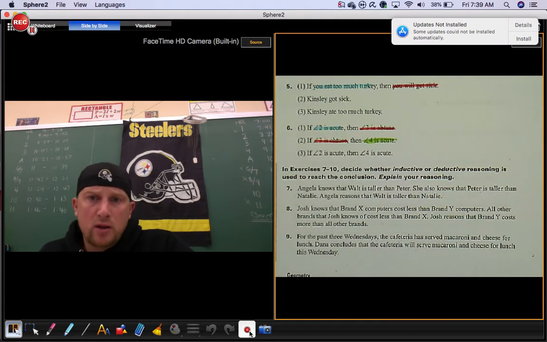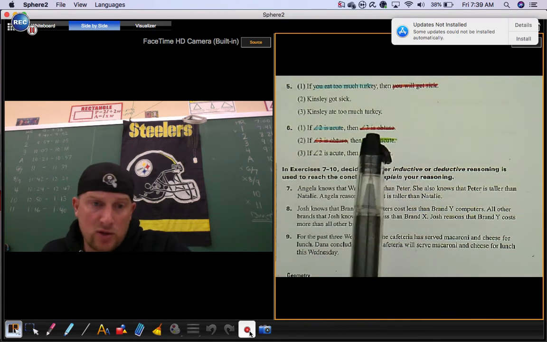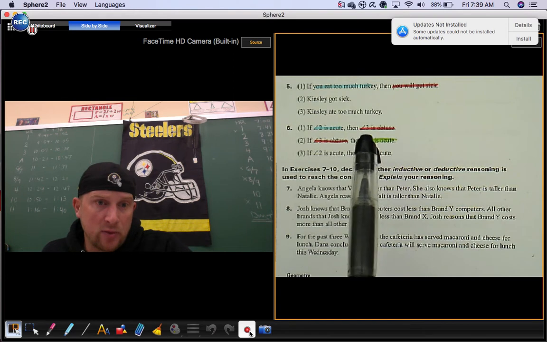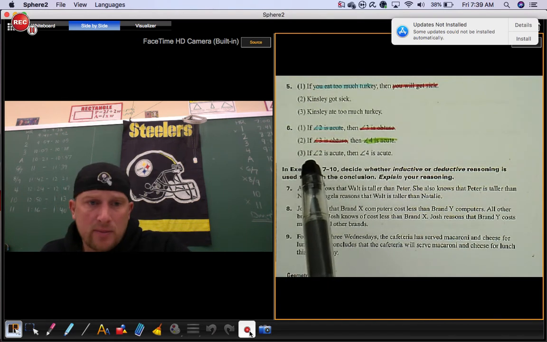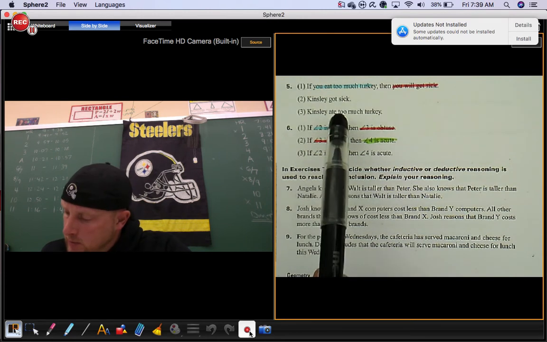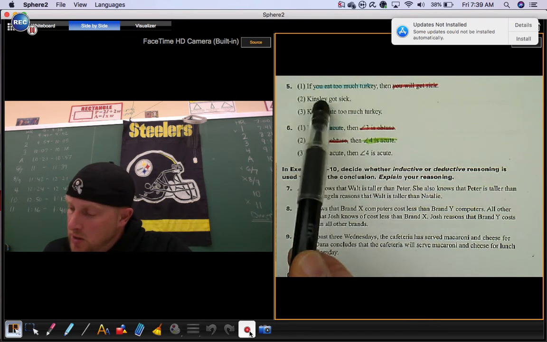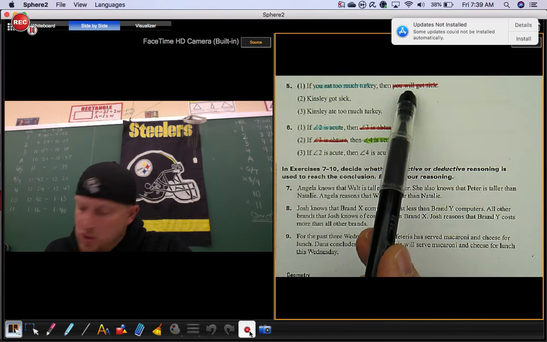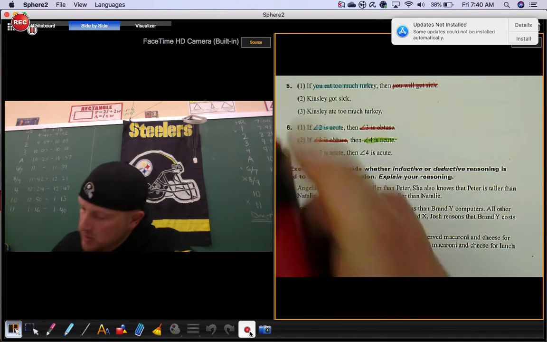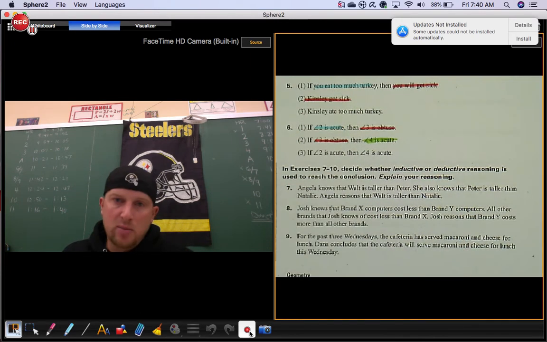Number 5, if you eat too much turkey, then you will get sick. Again, we're assuming that's true. I think it's happened to me before. Number 2 says Kinsley got sick. Well, what can we conclude? Maybe she got sick for another reason. It might not be because of the turkey. Notice how this somebody getting sick is referring to the conclusion, not the hypothesis. To use the law of detachment, this statement needs to be about the hypothesis.